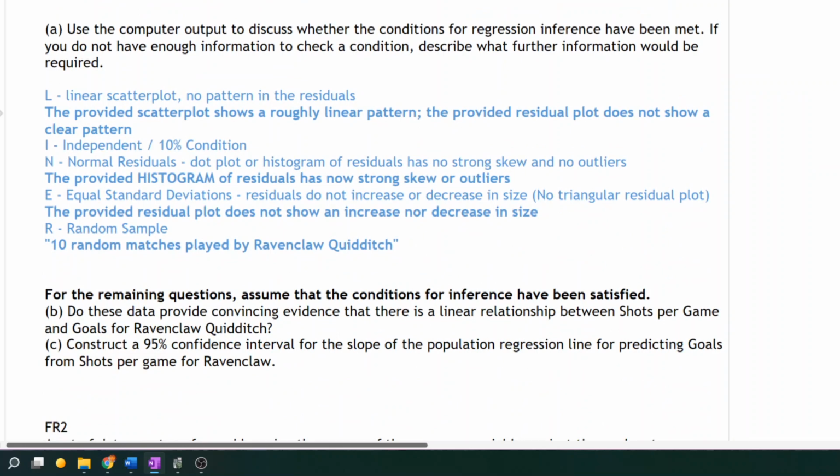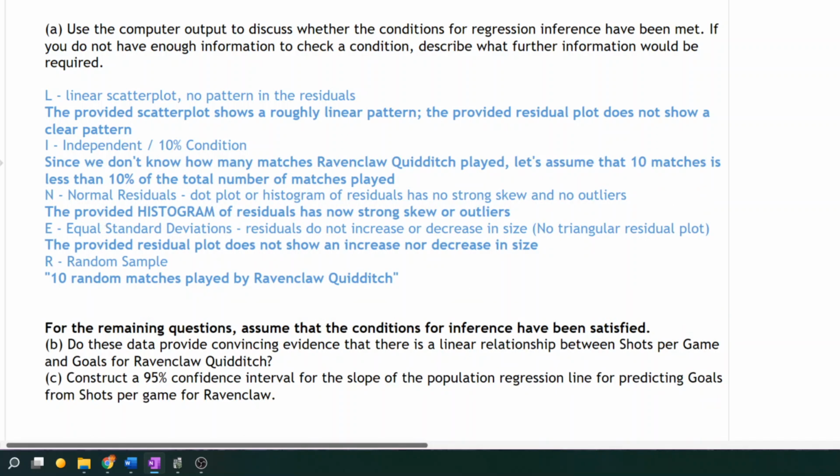So we're clear on everything here except for the independence condition. For this one, since this is a random sample, we just have to say that this is less than 10% of the number of matches played. We don't actually know how many matches Ravenclaw Quidditch is playing, so we're just going to assume that the 10 matches in our sample is less than 10% of the total number of matches played by Ravenclaw Quidditch. And that takes care of all of letter A.